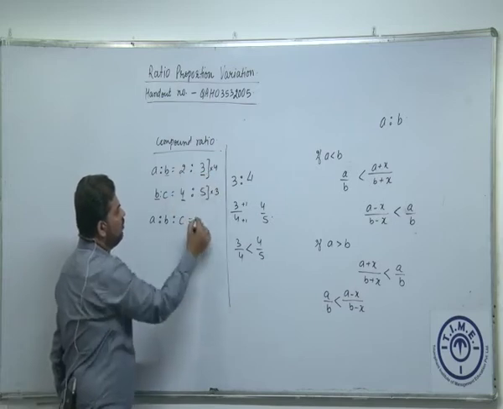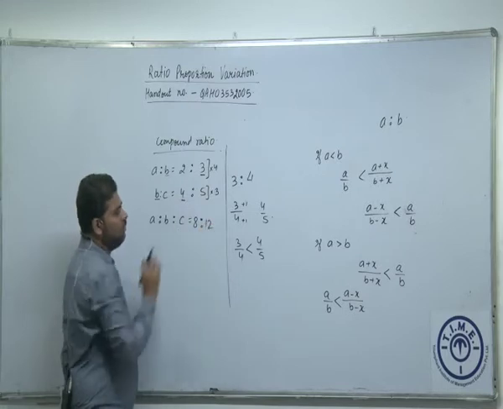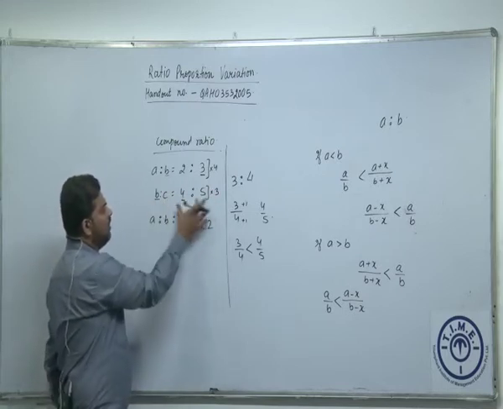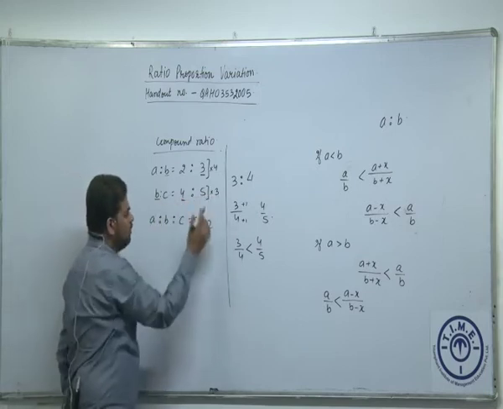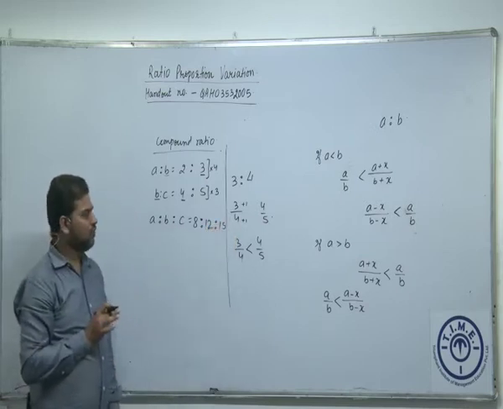4 multiplied by 2, which is 8, then 4 multiplied by 3, which is 12. 4 multiplied by 3 is already 12. So for B, we have already written 12. For C, we will write 5 into 3, which is 15. So the ratio of A is to B is to C is 8 is to 12 is to 15.